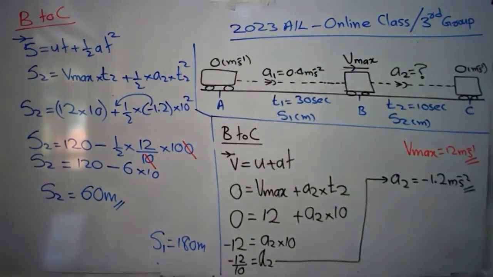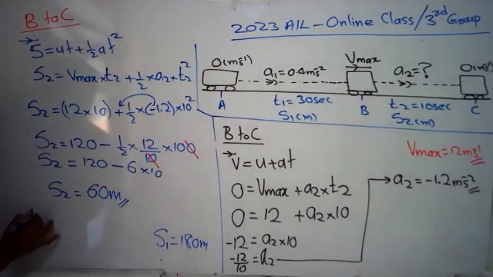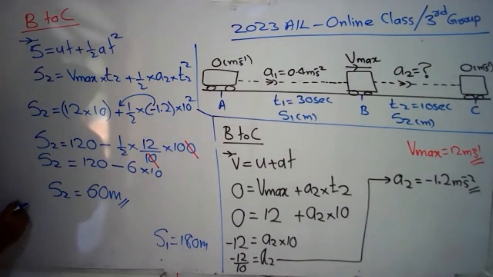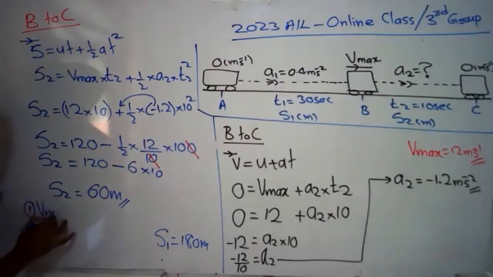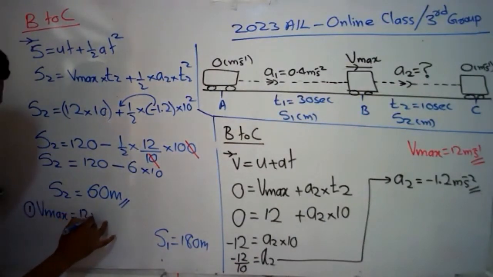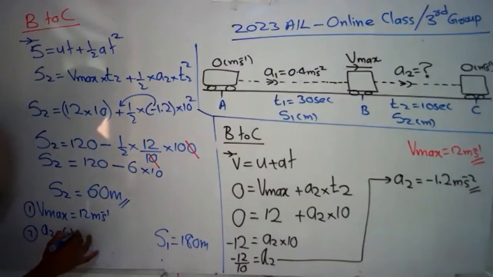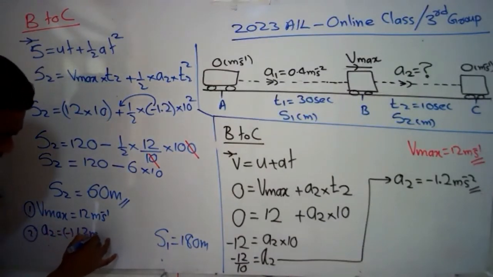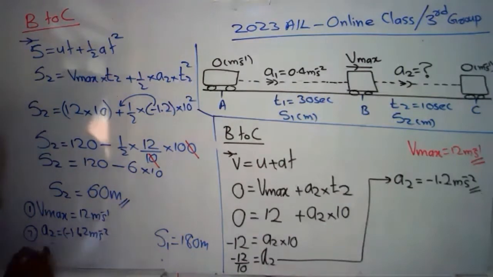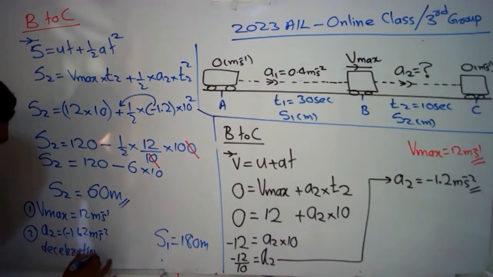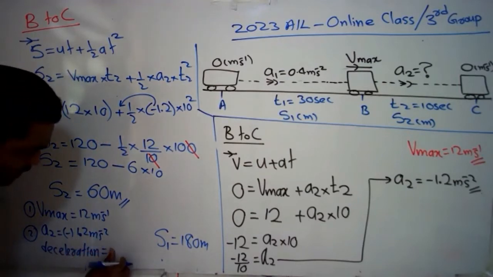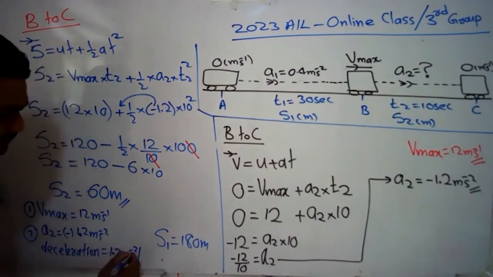Right, so we have answers, right? They ask us to find the maximum velocity as Roman number 1. So Vmax is 12 meters per second. Then they ask us to find the deceleration. So A2 equals minus 1.2 meters per square second. If you want, you can write with the minus sign, or you can say deceleration. If you say deceleration, no need to write the minus sign, right?